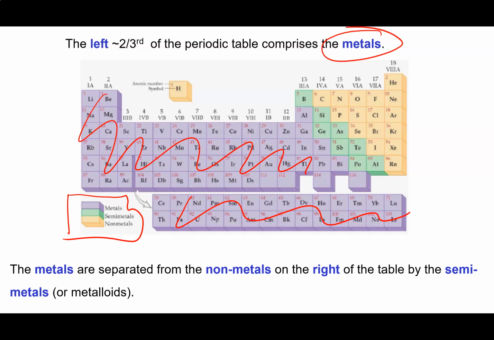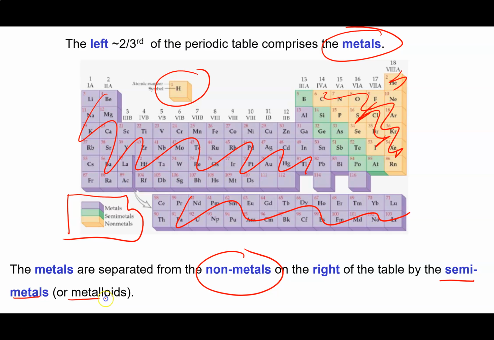On the far right of the periodic table, we've got what we call the non-metals. These are the ones in yellow. Now, it should be pointed out that hydrogen is also a non-metal. So even though it's commonly written on the left of the periodic table, it is a non-metal. Separating the metals from the non-metals are a class of elements called semi-metals, or sometimes metalloids. That's these ones here in green. So metals on the left, non-metals on the far right, and metalloids or semi-metals separate them.